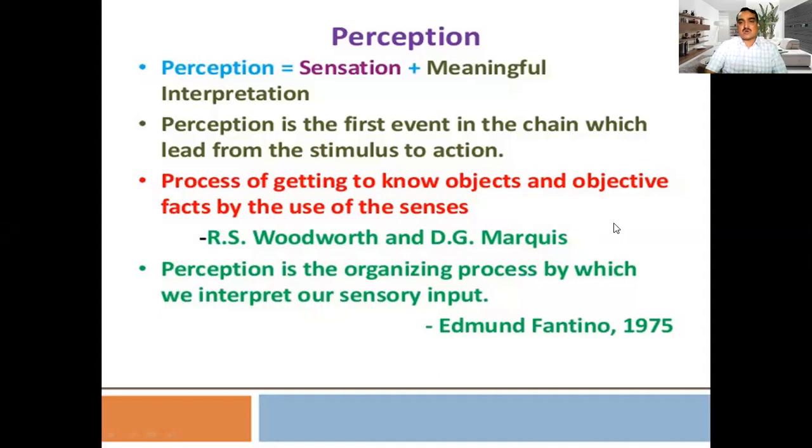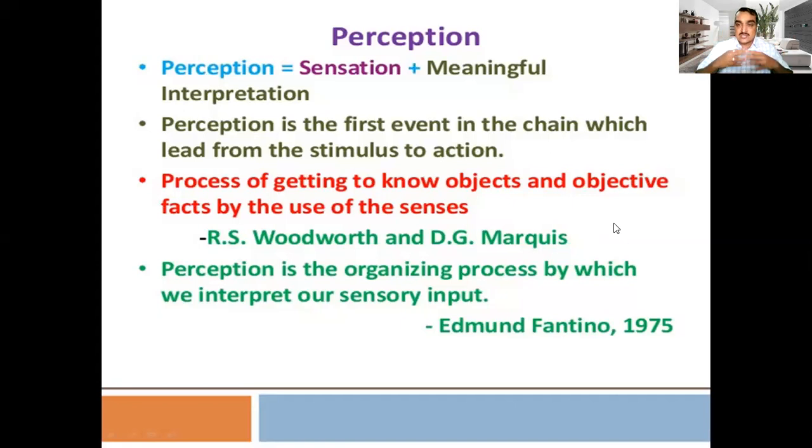As per Woodworth and Marquis, perception is a process of getting to know objects and objective facts by the use of senses. It is very simply defined by these two psychologists. Perception is a process of getting to know objects. How do we analyze the definition? It is a process where we try to get to know about objects.